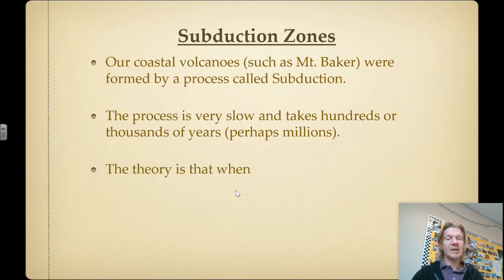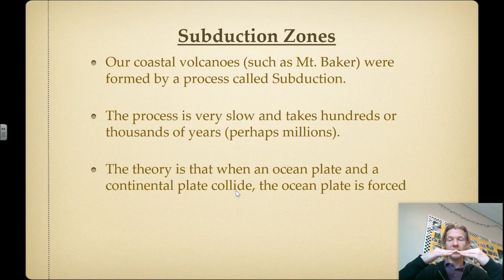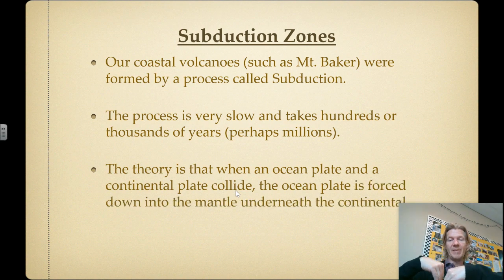Long time. The theory is that when an ocean plate and a continental plate collide, the ocean plate is forced down into the mantle, because the ocean plate, remember, is heavier, right? And it's thinner and it's more dense. So it gets pushed down into the mantle. There's no room down there for it. So that causes tremendous friction and heating and melting.